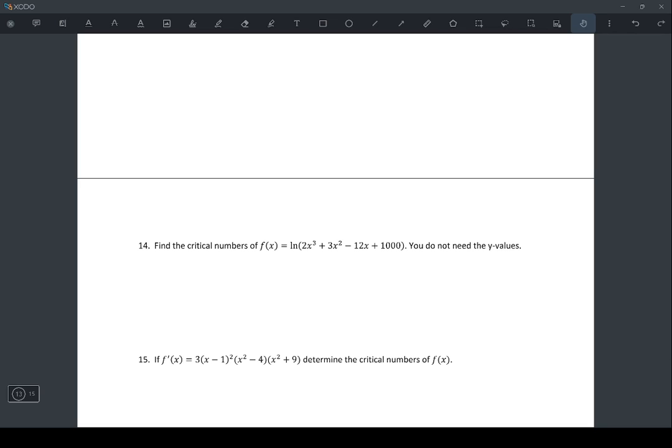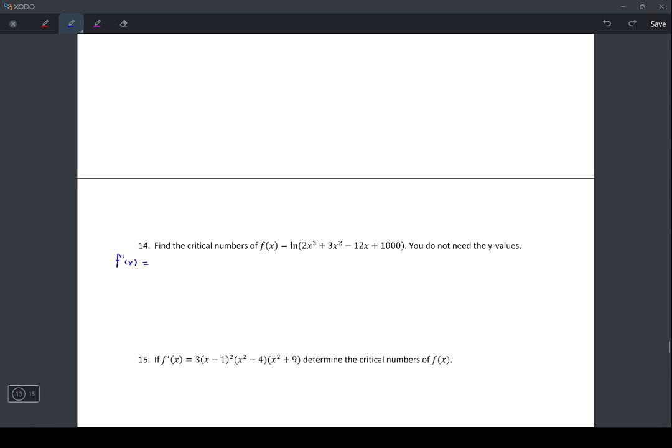Okay, question 14 asks us to find the critical points of f of x equals the ln of 2x cubed plus 3x squared minus 12x plus 1000, and we're told that we do not need to find the y values. As always, critical numbers come from the derivative, either the derivative being 0 or the derivative not existing. So I'm going to start by finding f prime.